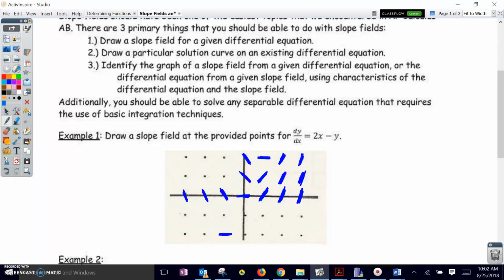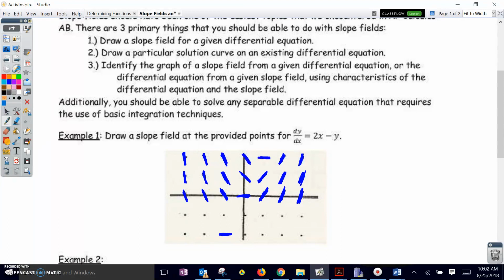Where do I want to go next? When x is negative 1 and y is 1, that's negative 3. Negative 5 here, negative 7. When x is negative 1 and y is 2, the slope is negative 4. Negative 6. And negative 8.